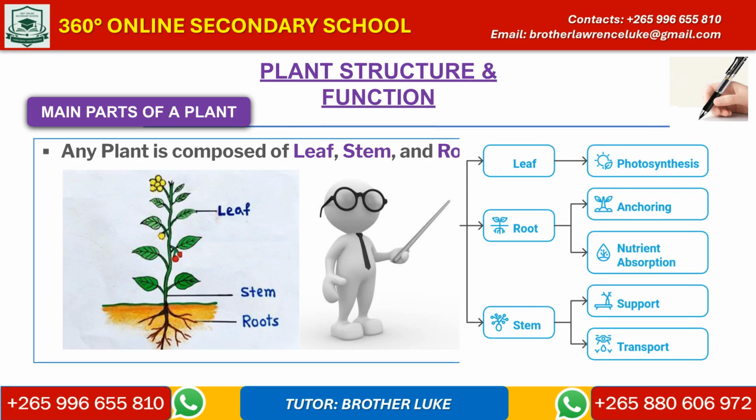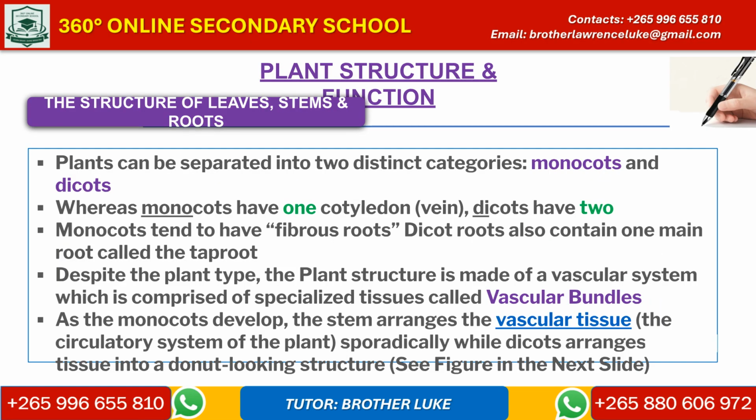A plant is fundamentally composed of three main parts: the leaf, the stem, and the root. Each part has essential functions, such as photosynthesis in the leaf, anchoring in the root, and support and transport in the stem. Plants are categorized as monocots or dicots, differing in their cotyledon count and root structures.